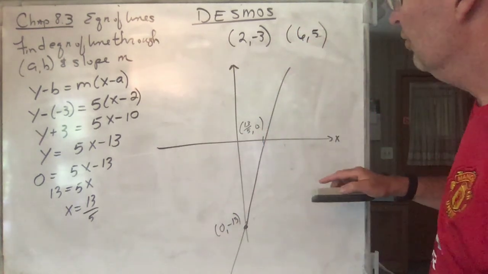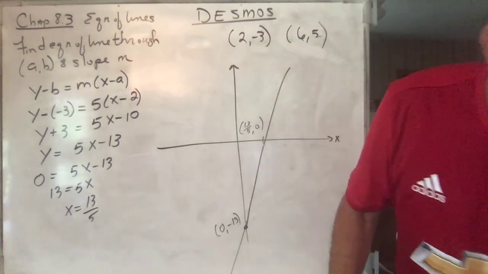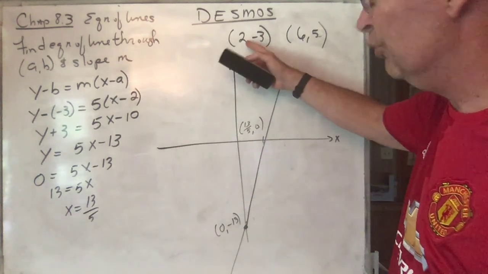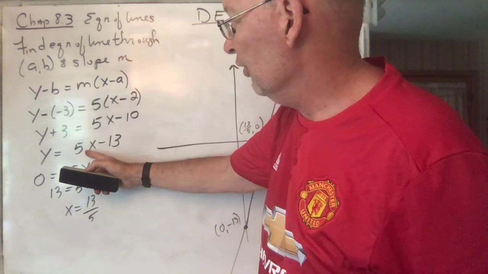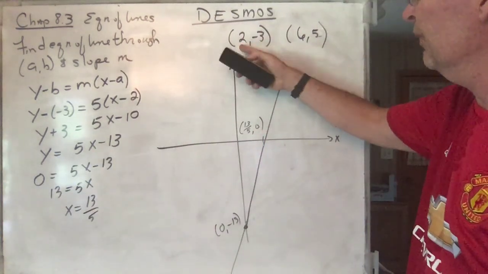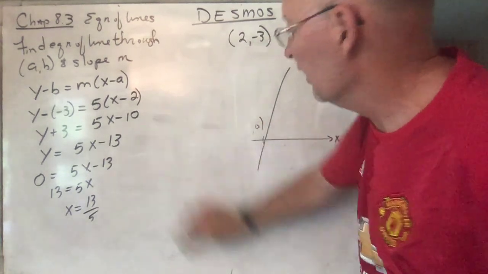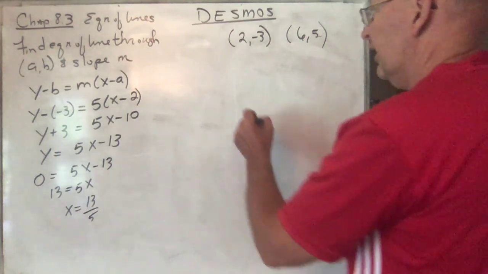Okay, so by the way, let's just make sure that that previous one did go through 2, negative 3. If you stick in a 2 right here, you're going to get 10 minus 13, which sure enough is negative 3. So that previous one went through the point 2, negative 3. So now we want another line. We want a line that goes through 2, negative 3, and 6, 5. So what's that going to look like?